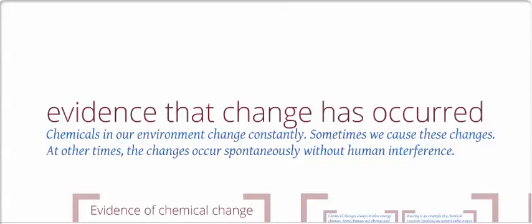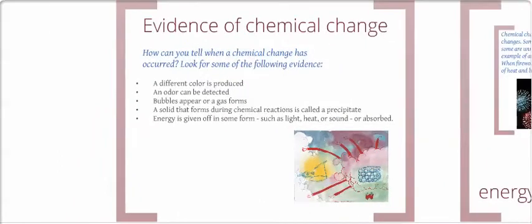Okay, so now we're going to talk about evidence that change has occurred. Chemicals in our environment change constantly. Sometimes we cause these changes. At other times, the changes occur spontaneously without human interference. So, evidence of a chemical change: you can tell when a chemical change has occurred.